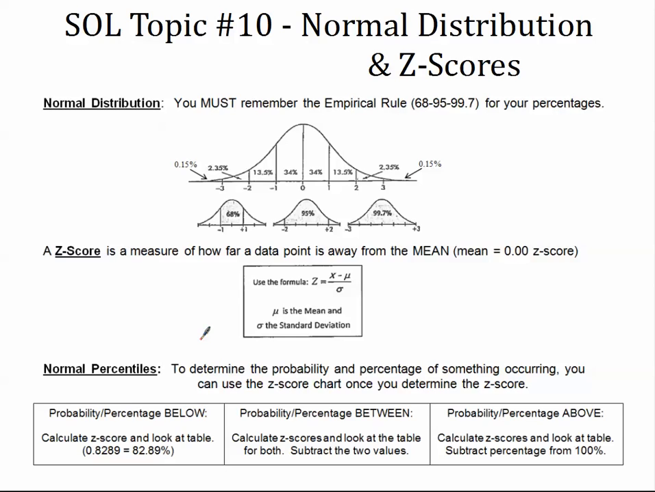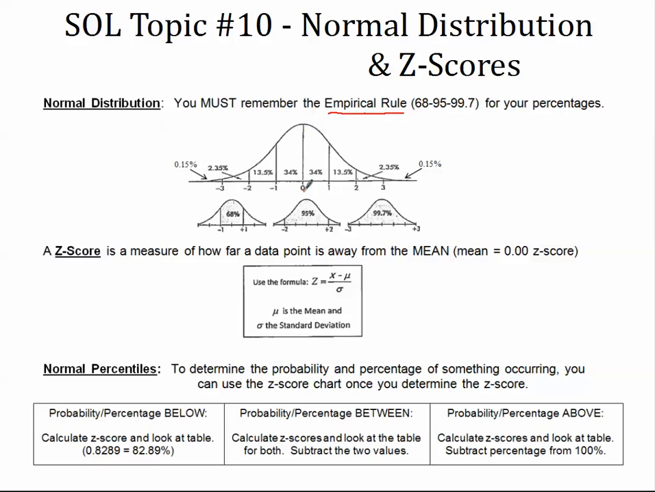Welcome to SOL topic number 10, normal distribution and z-scores. For our normal distribution, you must remember the empirical rule, 68, 95, 99.7. This will help you with your percentages. Here's an example of our normal curve.